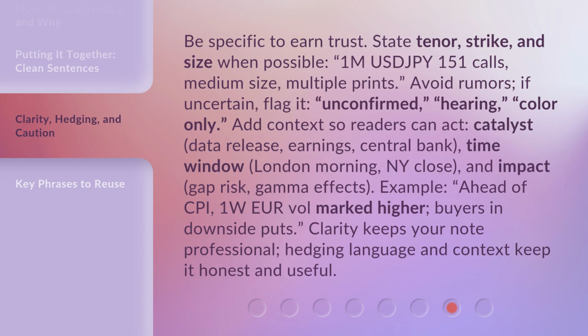Add context so readers can act. Catalyst: data release, earnings, central bank. Time window: London morning, NY close. And impact: gap risk, gamma effects. Example: ahead of CPI, 1W EUR vol marked higher, buyers in downside puts. Clarity keeps your note professional. Hedging language and context keep it honest and useful.